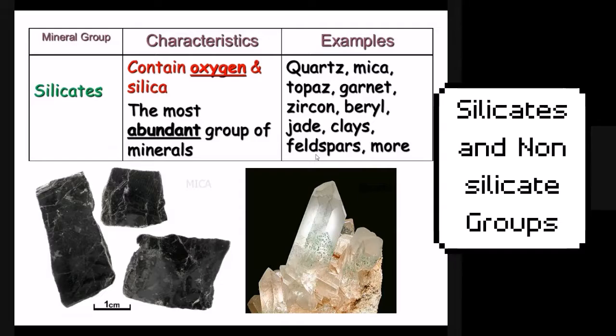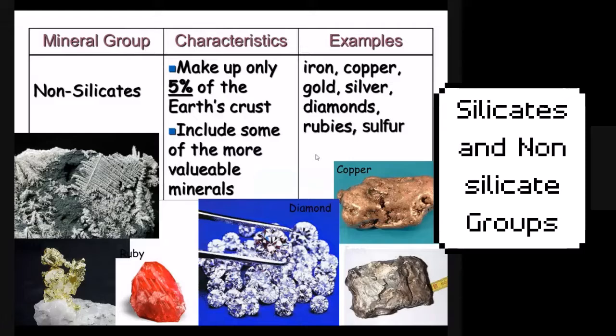Now, silicates are pretty boring because there is a whole bunch of silicates out there on Earth. So when we talk about the other categories, keep in mind, there aren't that many of these, and because they're rare, they tend to be more valuable. So let's take a look at the first non-silicates. You can see all of these things on your screen are pretty valuable, like diamonds, rubies, gold, silver, copper, and iron. And here's the reason: they only make up 5% of the Earth's crust.